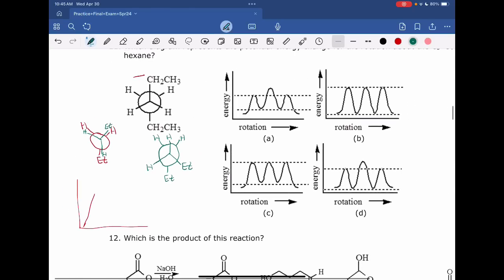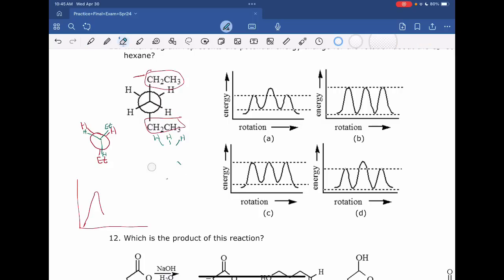And as we can see, the two biggest groups, the two ethyl groups, are not anti to each other anymore. So the graph is going to go down because it's not eclipsed anymore, but it's not going to go down by so much. It'll definitely be higher than when it started because it started anti and now it's gauche. So we're going to go down, but not to the bottom.